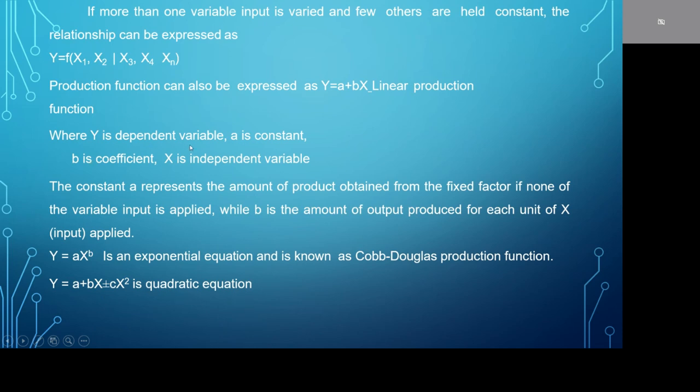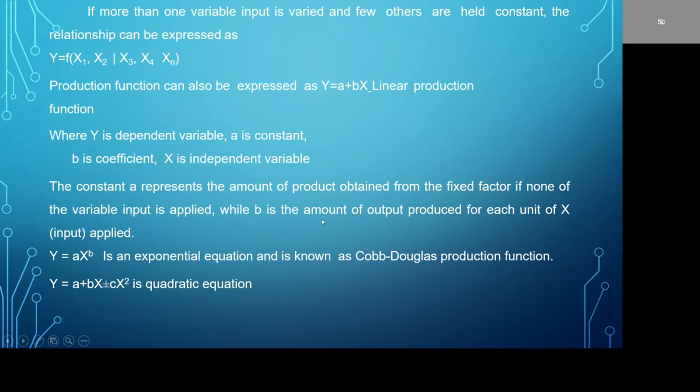Y is the dependent variable, X is the independent variable, B is the coefficient and A is the constant. Let us see the difference between A and B. B is the coefficient, A is the constant. What is A? It is the product or output obtained if 0 units of the variable input is applied, where none of the input is applied.